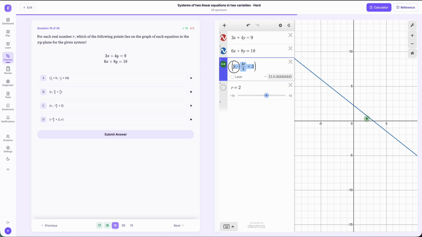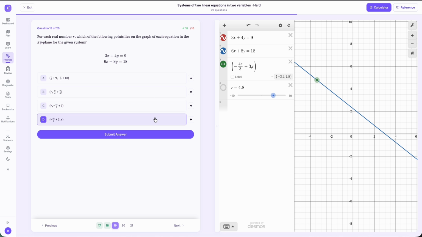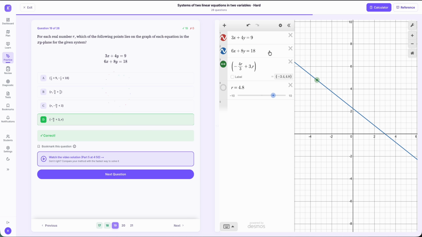So it should be D. Let's confirm. Otherwise, it means we typed something in wrong. That's why you want to go through all of them. But no, there it is. It's on the line. And now you can see I can change this value of R, and the point's always going to be on the line, right? Pretty simple if you've seen it before. Otherwise, you might just mess it up, and it's really not that difficult. All right, next one.